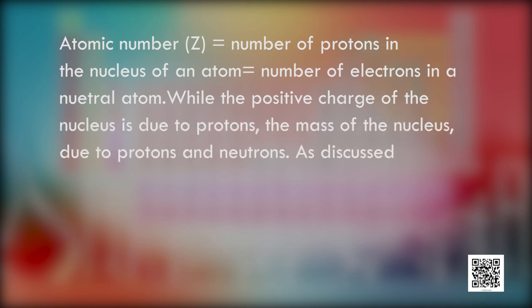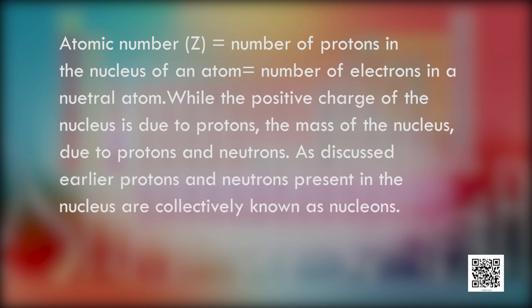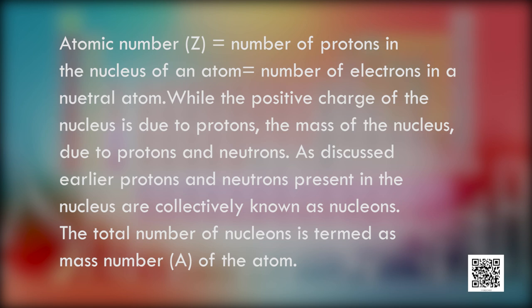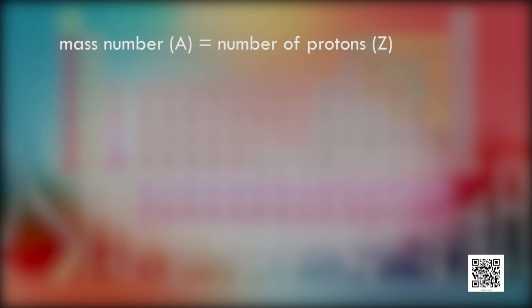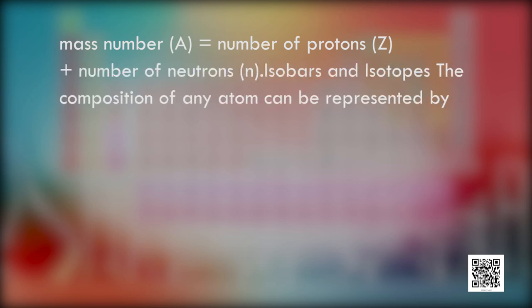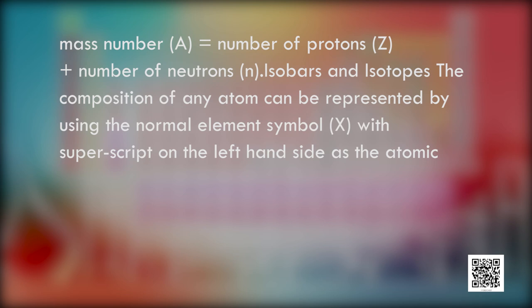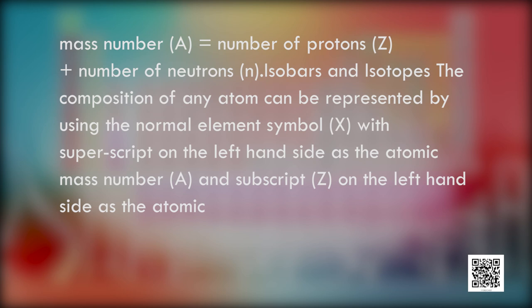While the positive charge of the nucleus is due to protons, the mass of the nucleus is due to protons and neutrons. As discussed earlier, protons and neutrons present in the nucleus are collectively known as nucleons. The total number of nucleons is termed as the mass number of the atom. Mass number, represented by capital A, is equal to the number of protons Z plus the number of neutrons, small n, inside the nucleus. Now that we have learnt about A, the mass number, and Z, the atomic number, let us understand the composition of isobars and isotopes.